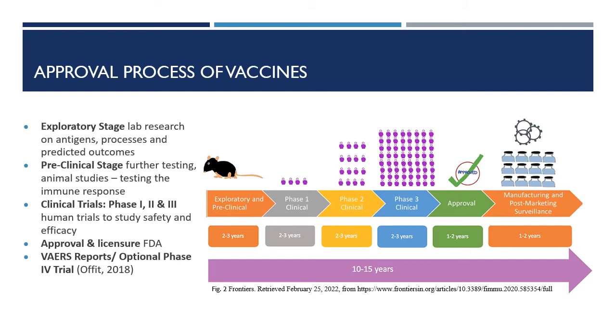they can then move on to clinical trials, which are broken up into phases 1, 2, and 3 for human trials, where they study the safety and efficacy of the vaccine before they can actually move to the approval and licensure process. In the United States, that's through the FDA. After approval, there are VAERS reports in order to report any adverse effects, and sometimes an optional phase 4 clinical trial as well.